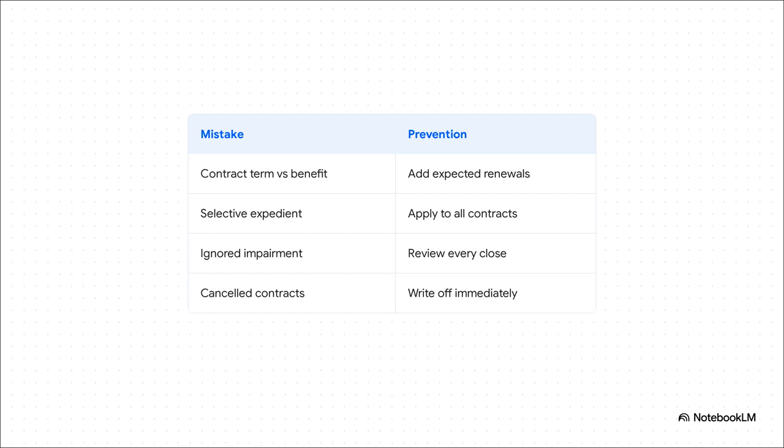And then there's ignored impairment. Imagine a scenario where you have a struggling customer. They've stopped paying, they're downsizing, but their capitalized commission asset is just sitting there on your balance sheet, totally untested, slowly amortizing as if everything is perfectly fine. That is a massive red flag. You must build impairment controls into your close process, and especially make sure you're writing off canceled contracts immediately.